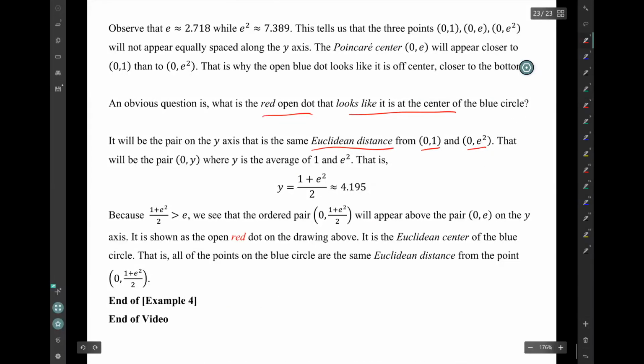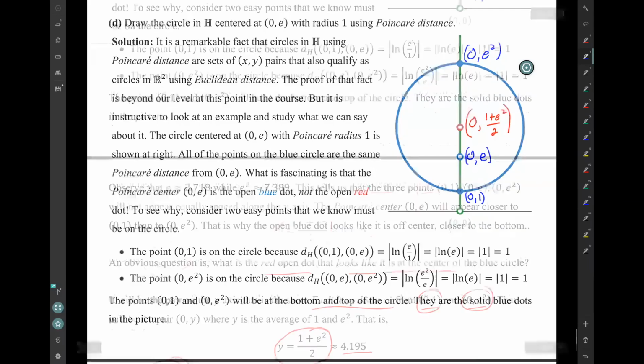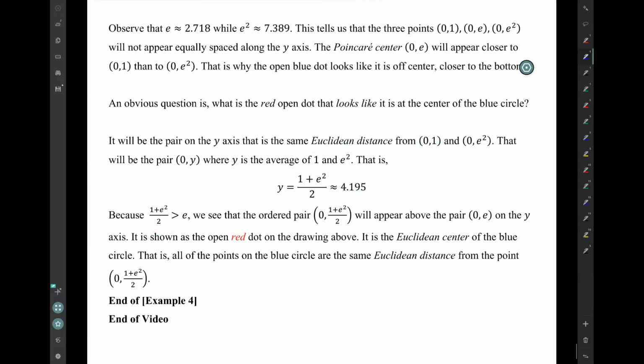So that means that the y-coordinate of that is going to just be the average of the y-coordinates of the bottom point and the top point. So the y-coordinate should be 1 plus e squared over 2, so roughly 4.195. Now that number is greater than e, so that's a confirmation that that red dot, whose coordinates are 0, comma 1 plus e squared over 2, has a y-coordinate greater than the y-coordinate of this point. So that's why it makes sense that that red circle appears higher than that blue circle. Well, that's the end of that example, and that's the end of the video. Thank you.